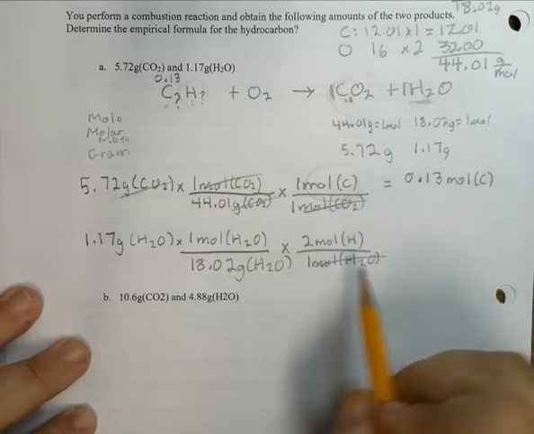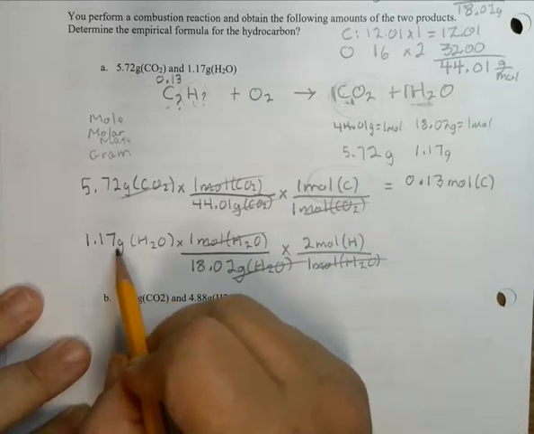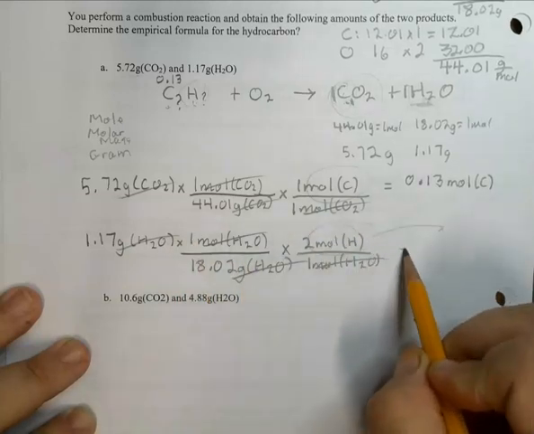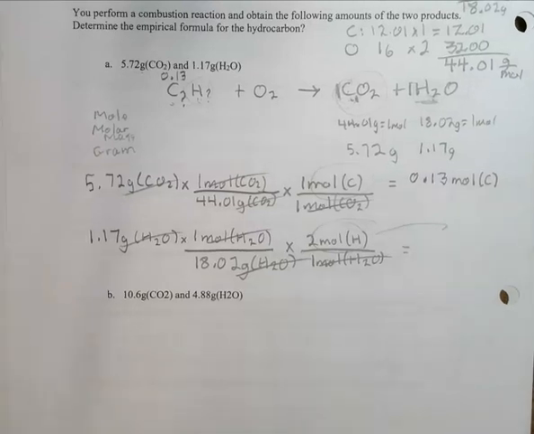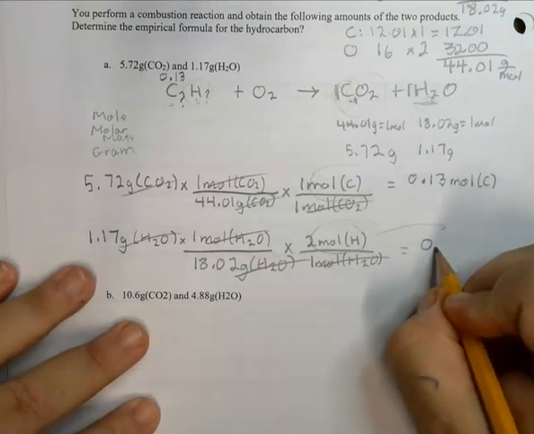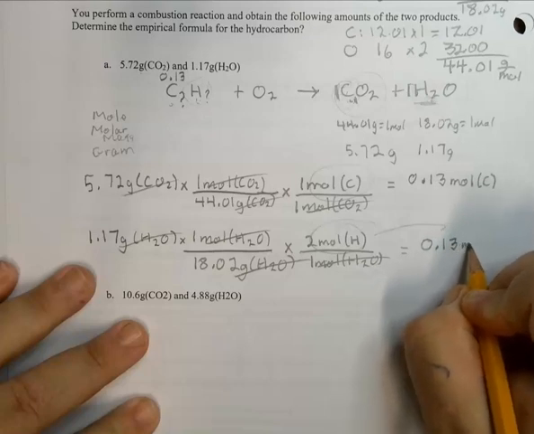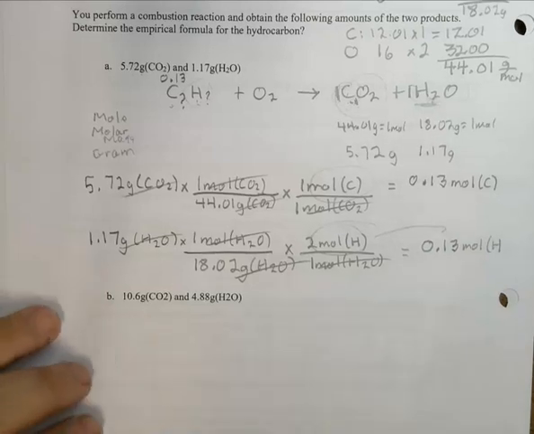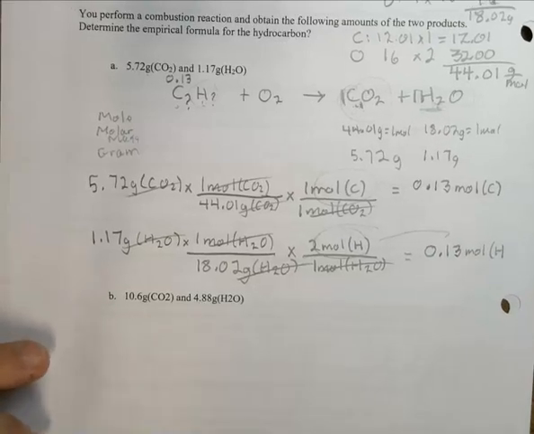So moles H2O cancels there and there, grams H2O cancels there and there. This is what we have left. So that's going to equal 1.17 times 1 times 2 divided by 18.02, and boom, it gives us pretty much exactly the same numbers, 0.13 mole of H. Okay, so that kind of makes our life kind of simple here.